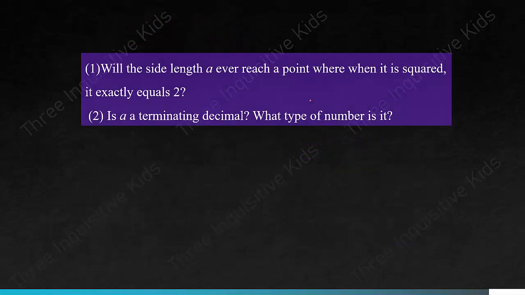Will the side length A ever reach a point where when it is squared, it exactly equals 2? Is A a terminating decimal? What type of number is it? In the end, with the help of computers, we find out that A equals 1.41421356. It is a non-terminating decimal.